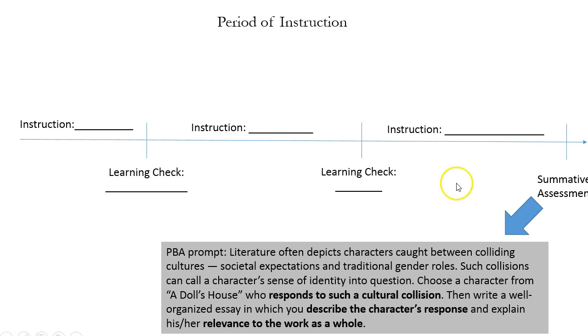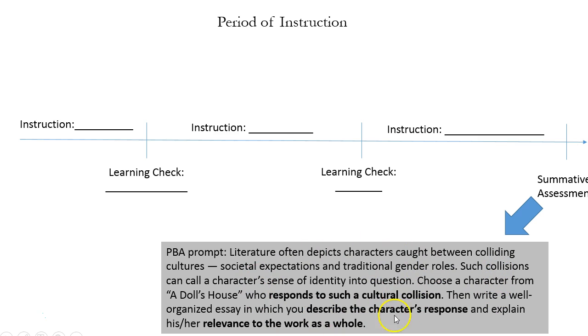So what did this look like in practice for me? Here was the prompt that my students would have to write to as their summative assessment for the first half of our fourth quarter unit. They read the play A Doll's House, and the prompt asked them to choose a character who responds to a cultural collision, then write a well-organized essay in which they describe the character's response to the collision and explain his or her relevance to the work as a whole. So a pretty hefty prompt, asking kids to do a lot.